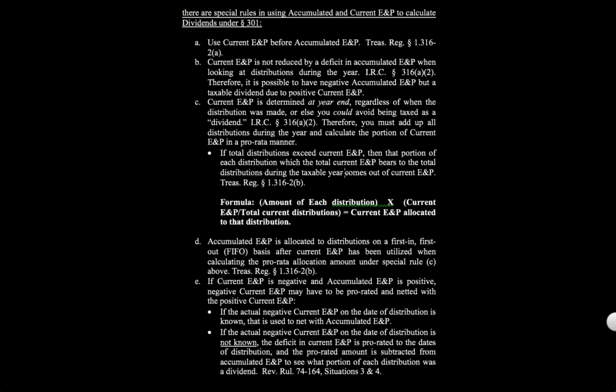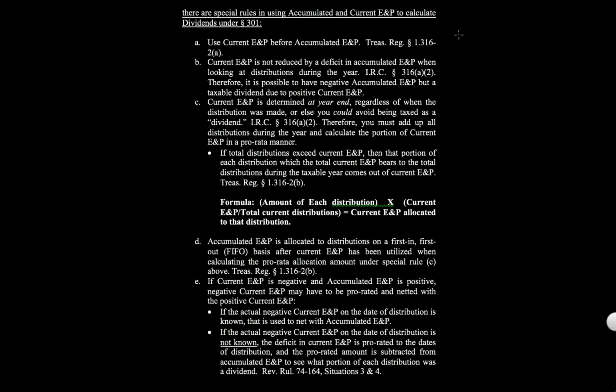Now, there are special rules in using accumulated and current earnings and profits to calculate dividends under Section 301. Because in those 4 different scenarios where we have positive and negative, it's possible we can have different outcomes. We just simply don't add them together and say, okay, that's the amount of earnings and profits we have, and that's it. No. We always use current earnings and profits before accumulated earnings and profits.